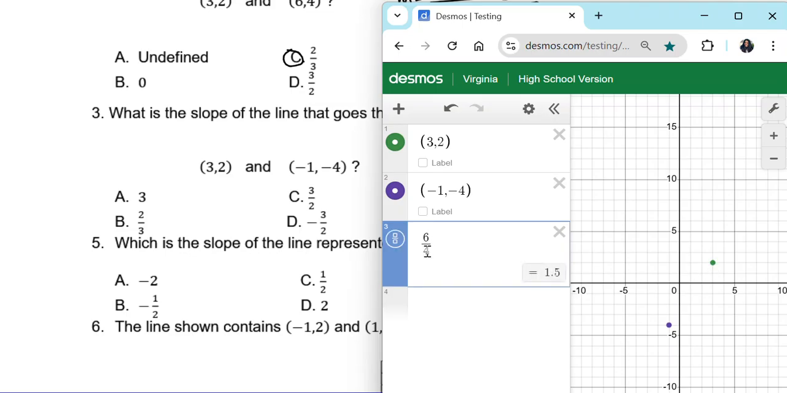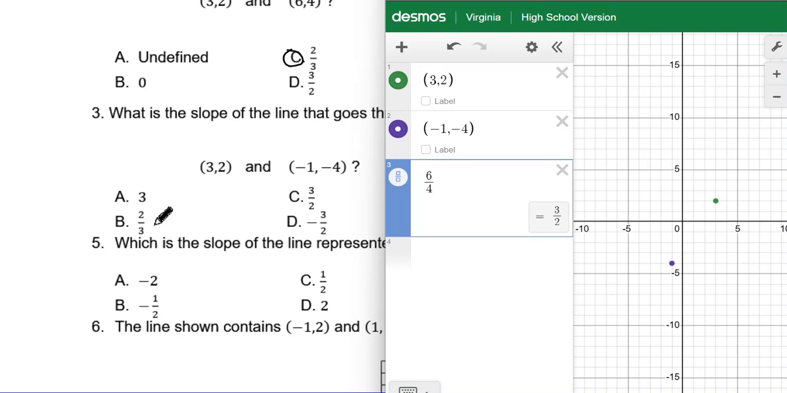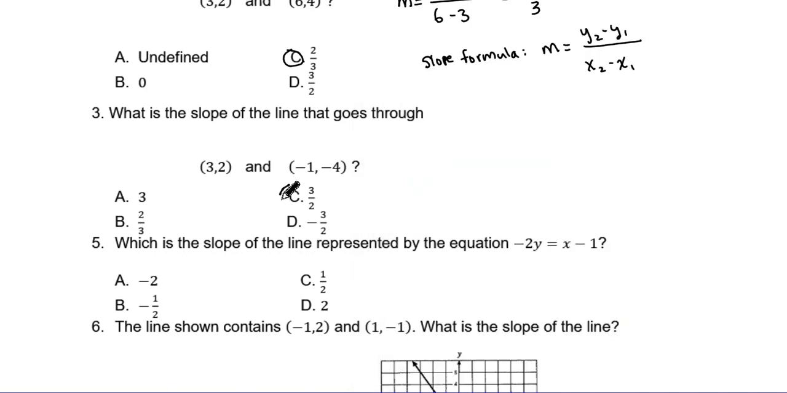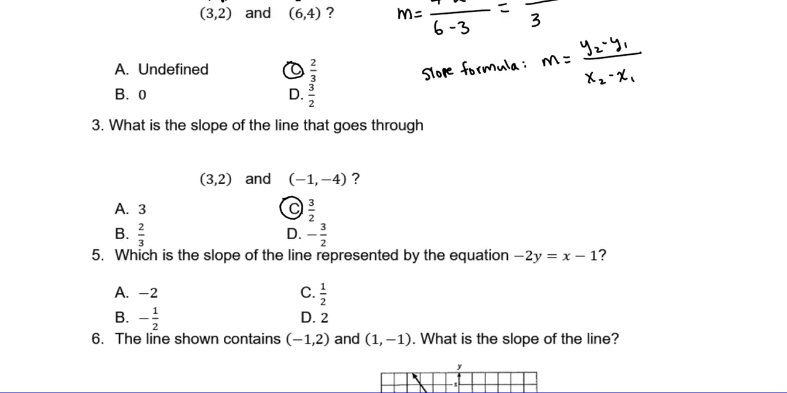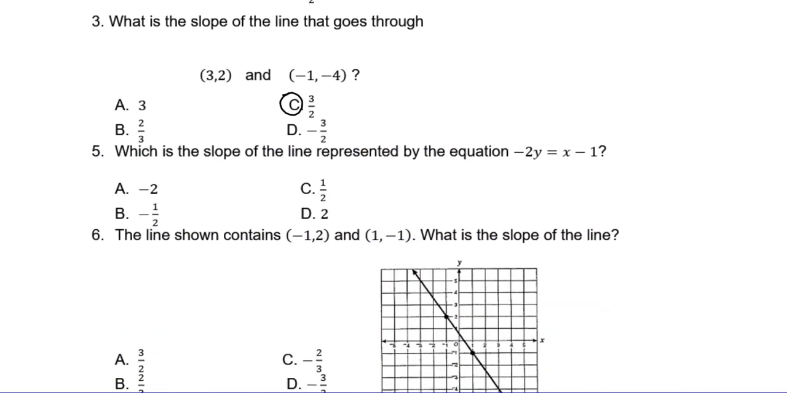6 over 4. The reason I put it in Desmos is because I need to get the reduced one. So I'm going to go ahead and press the fraction button right here. So that's 3 over 2, and then that is the slope, 3 over 2. See? Okay. Oh, they were all C so far.